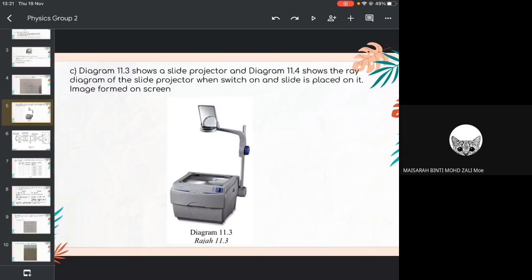C. Diagram 11.3 shows a slide projector and diagram 11.4 shows the ray diagram of the slide projector. When switched on and slide is placed on it, image form on screen.